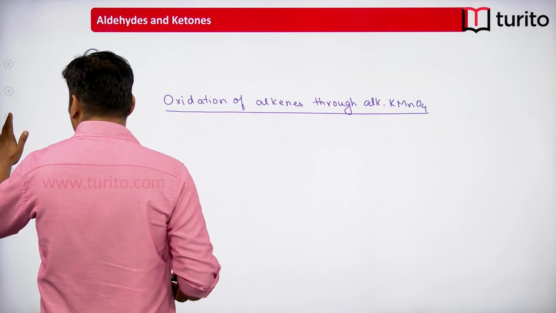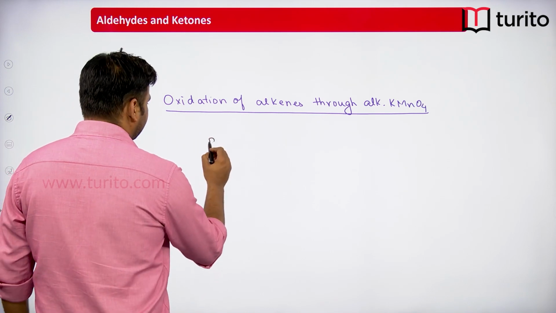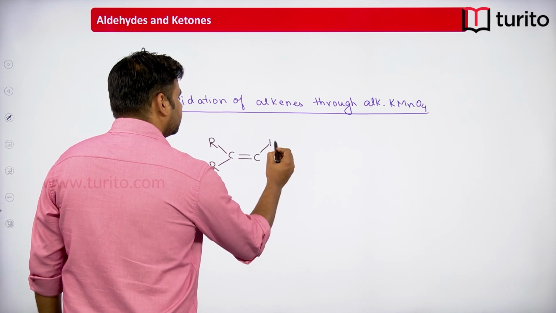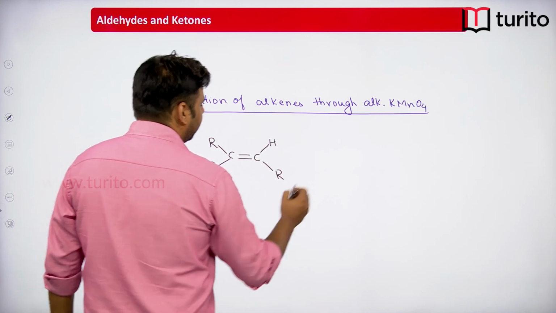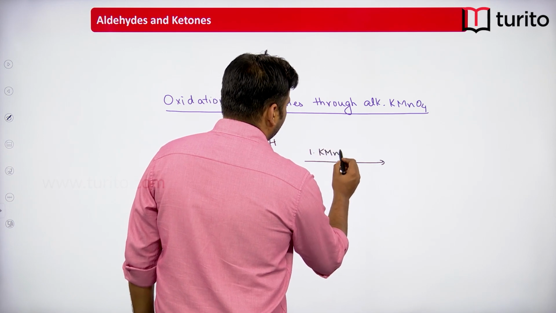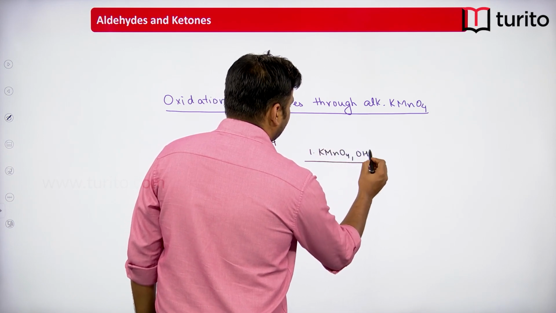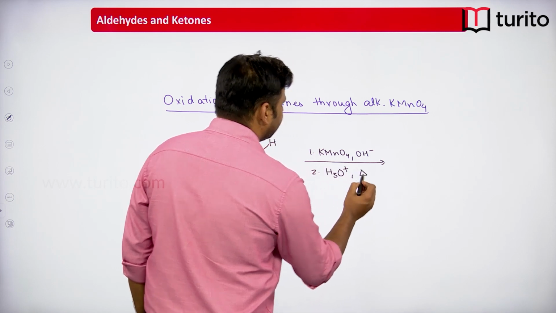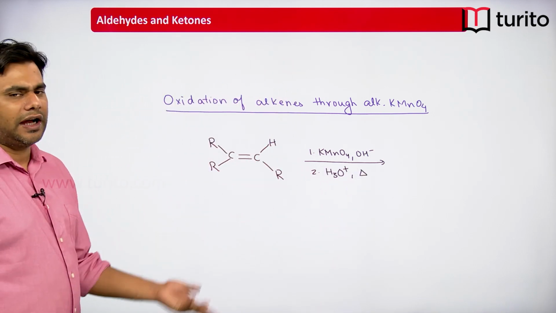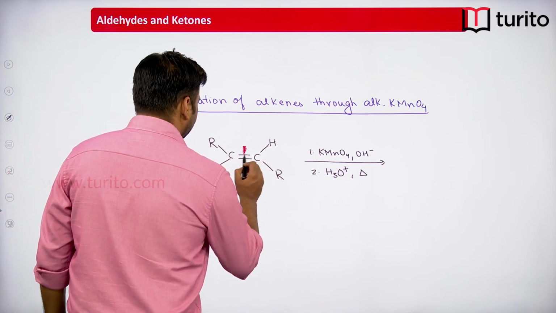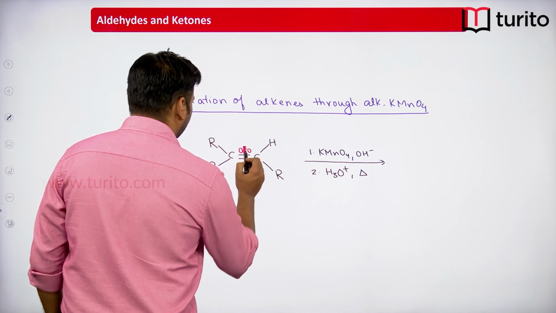Okay. So suppose we are having this alkene, and we have added alkaline KMnO₄ to it. So we have added KMnO₄, OH⁻, and in the second step we have added H₃O⁺. We are basically hydrolyzing it. So this reaction is the same as that of oxidative ozonolysis. Just break the double bond, put oxygen over here, put oxygen over here.